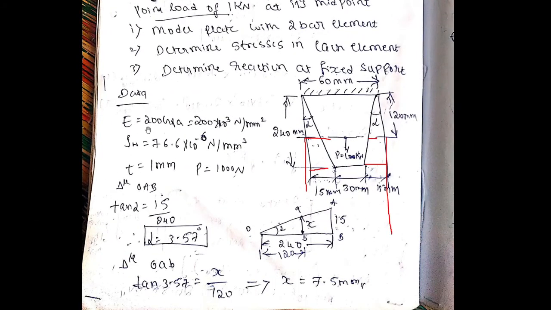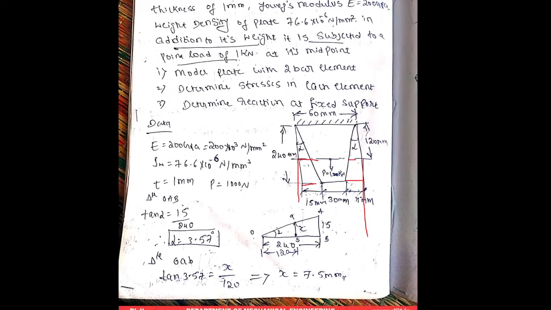E is given as 200 GPa, convert into Newton per mm square because everything is in mm now, that's why into 10 raised to 3. And rho W is given as 76.6 into 10 raised to minus 6 Newton per mm cube. And the load is given as 1 kilonewton, convert into Newton, 1000 Newton. And thickness is given as 1 mm. Write down the data, all of you.